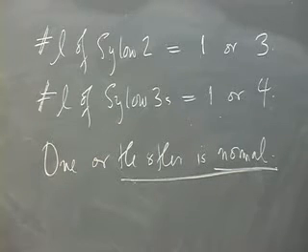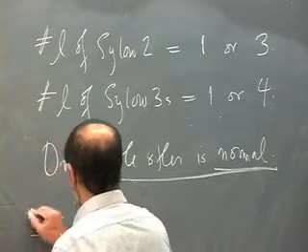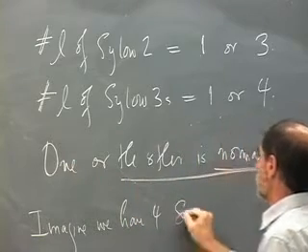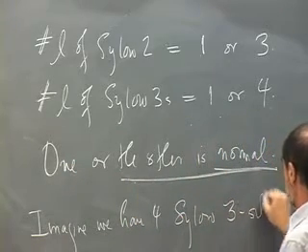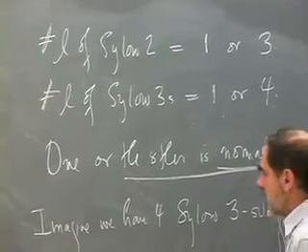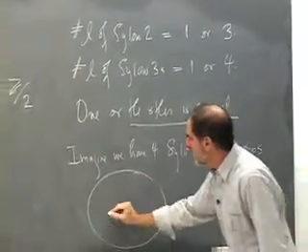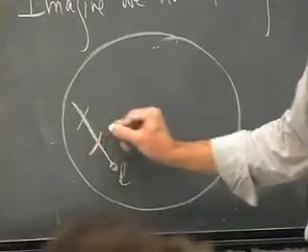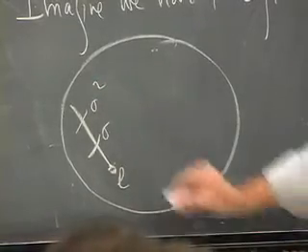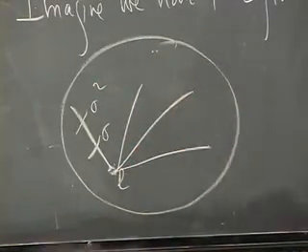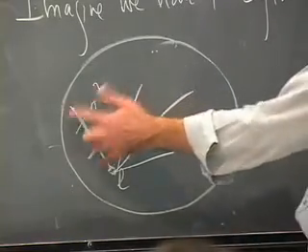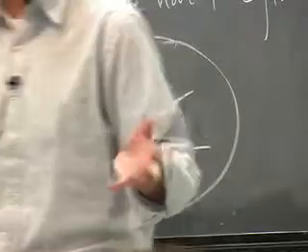Why? Well, imagine we had 4 Sylow 3s. Okay, here's the picture of the group. Here's G. Here's the identity element. And here's a Sylow 3. It has 2 non-trivial elements in it, right? Sigma and sigma squared. And we have 4 of those. Now I claim they're all distinct. The only intersection of those groups is the identity, because they're of order prime. So if you have an intersection of 2 groups of prime order, they have to be the same group.